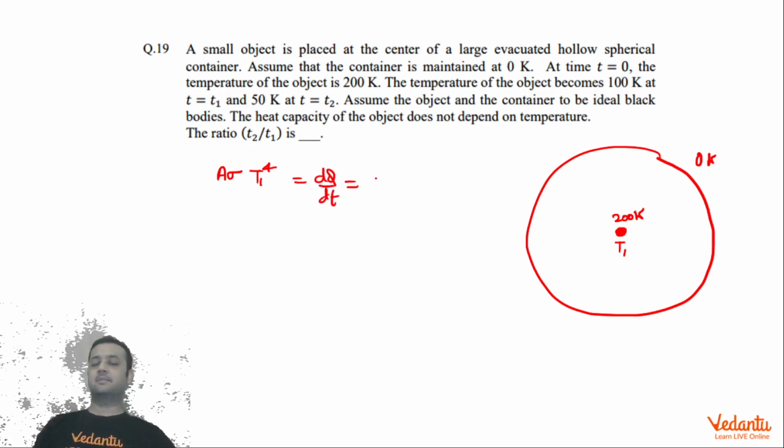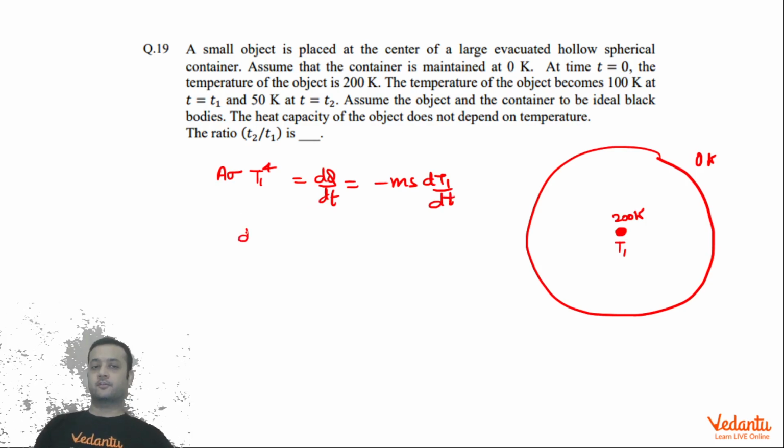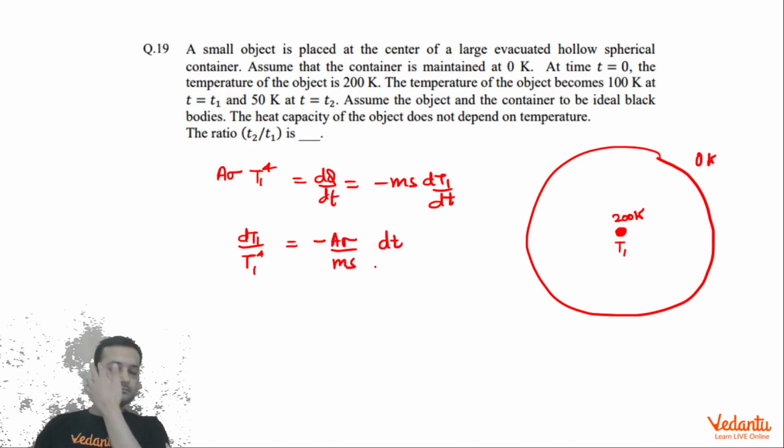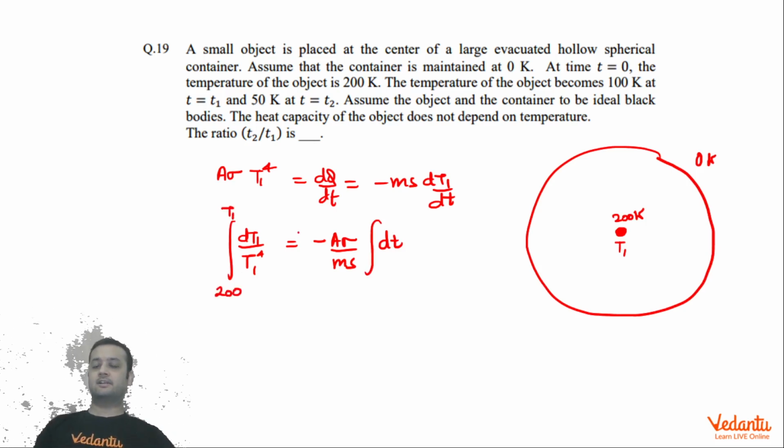And this can be written as minus ms into dT1 by dt. Right, T1 is the instantaneous temperature of this body. Now from here we can see that dT1 upon T1 to the power 4 should be equal to minus A sigma upon ms into dt. Right, we can integrate this. So the value of T1 initially was 200. Let's say at any time t it becomes T1. This will be from 0 to t.